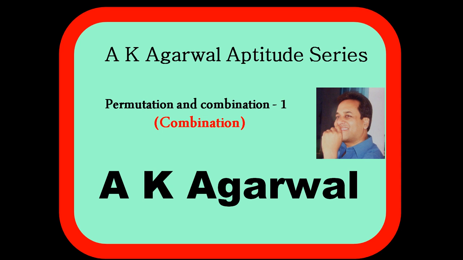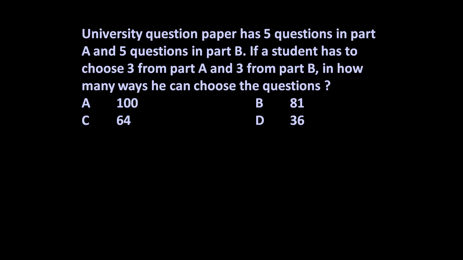Friends, in this session we are going to learn a technique for solving a problem on permutation and combination. Here the given problem is: a university question paper has 5 questions in part A and 5 questions in part B. If a student has to choose 3 from part A and 3 from part B, in how many ways can he choose the questions? Here 4 options are given: 100, 81, 64 and 36.